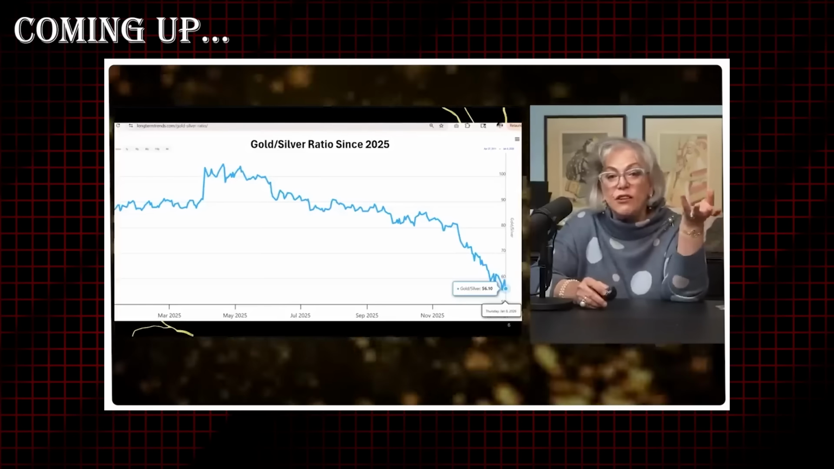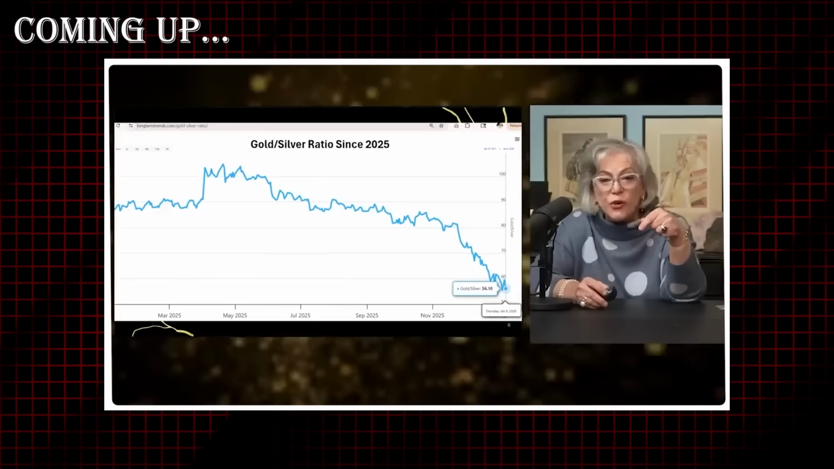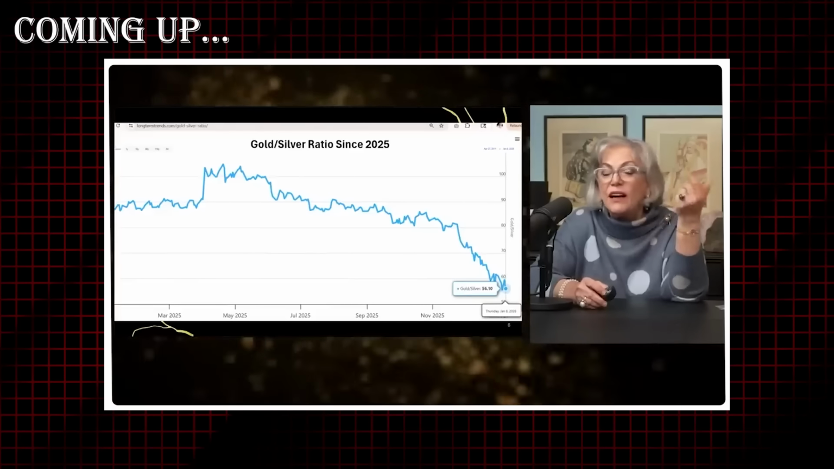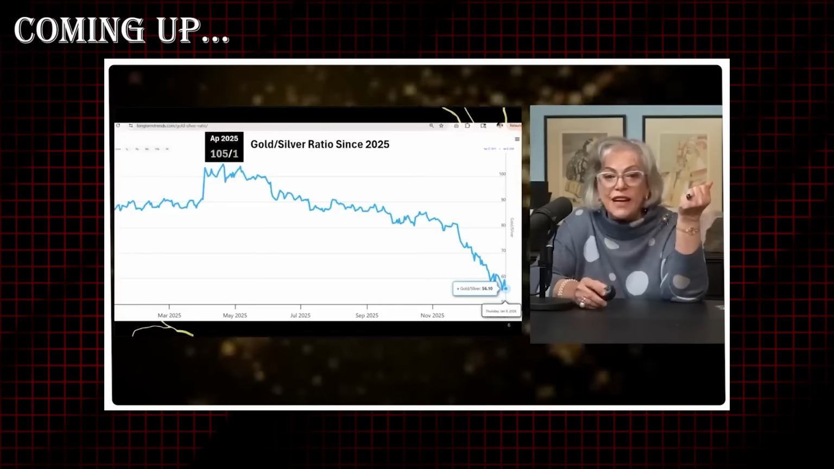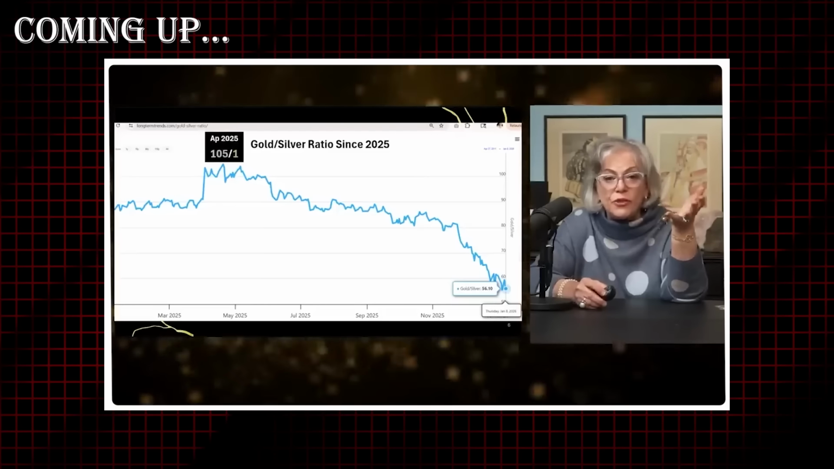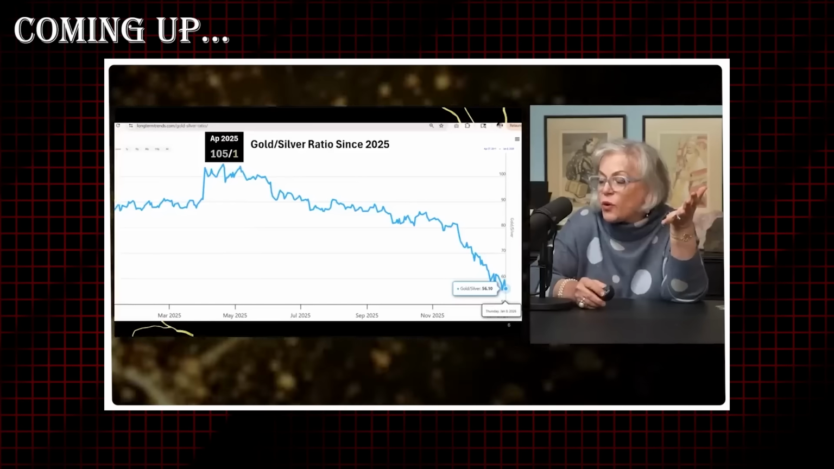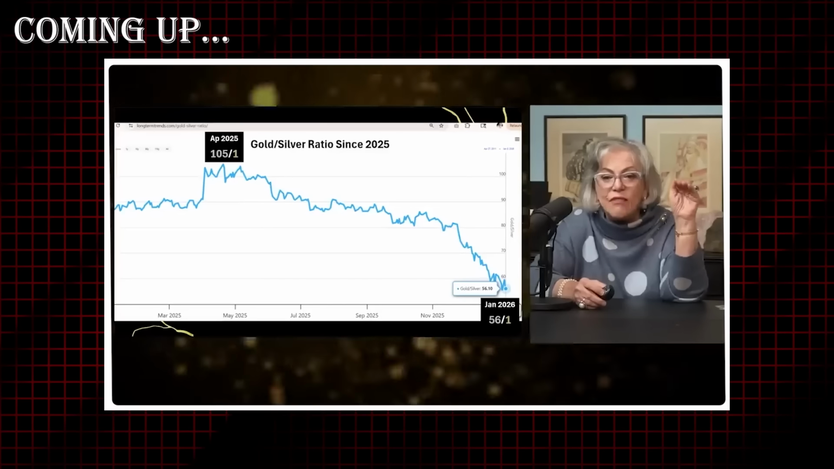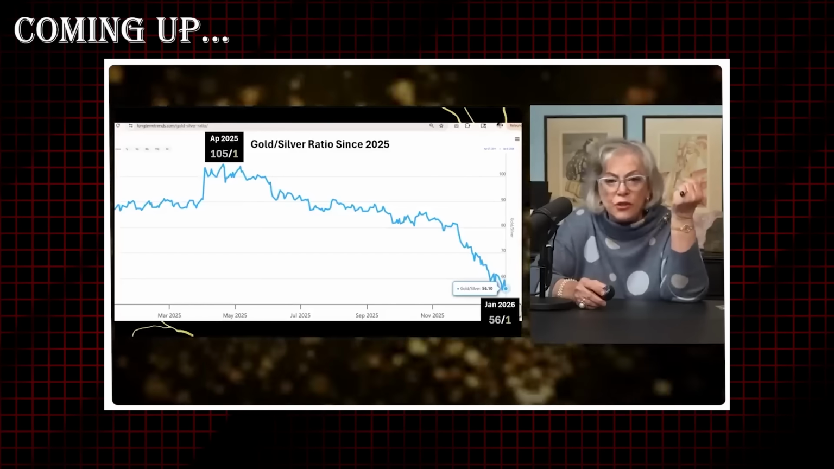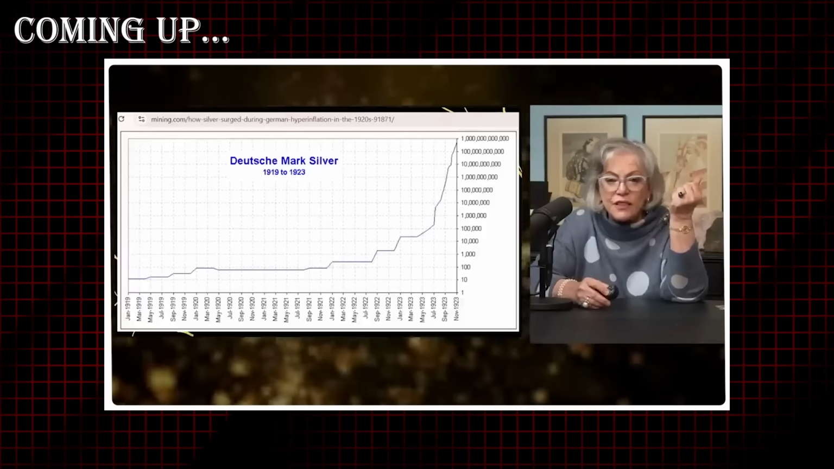And this is the gold to silver ratio since the beginning of 2025. You can see how that has gone down, right? From 105 in April of 2025, so testing that resistance level on the top, to whatever it is right now, 66, 68 to 1. I can tell you one thing, but pictures say 1,000 words.